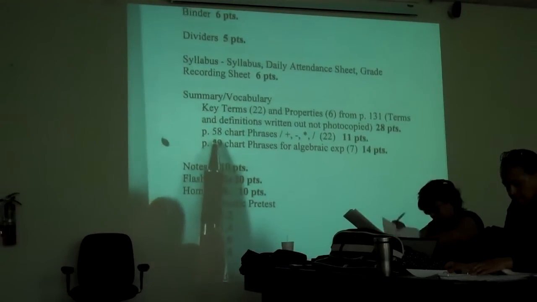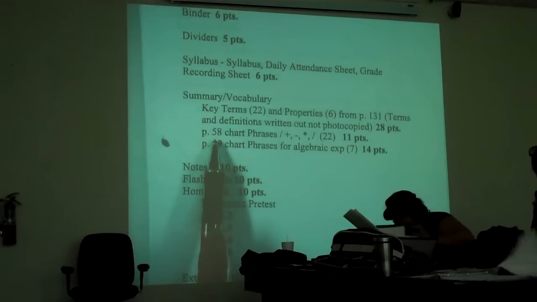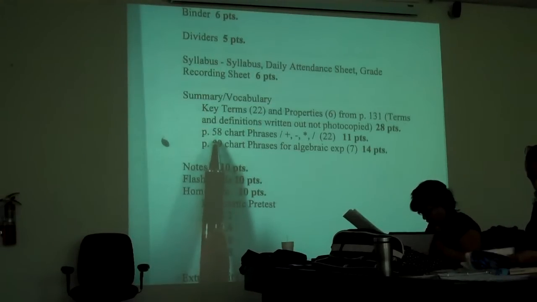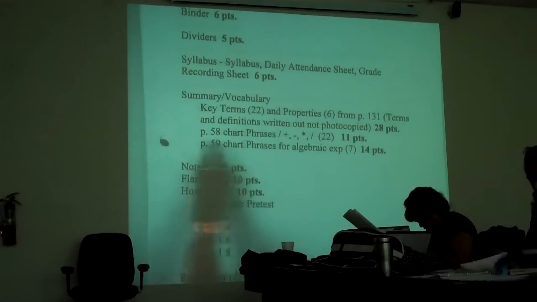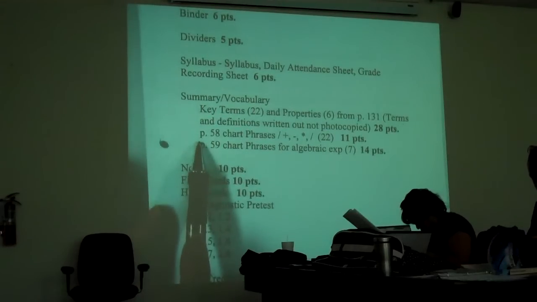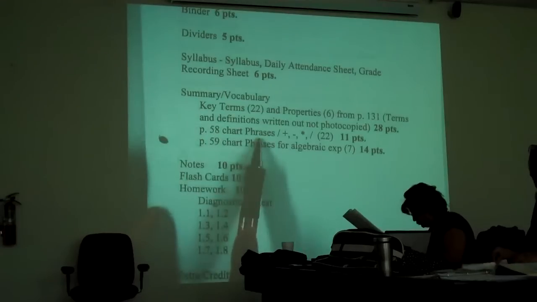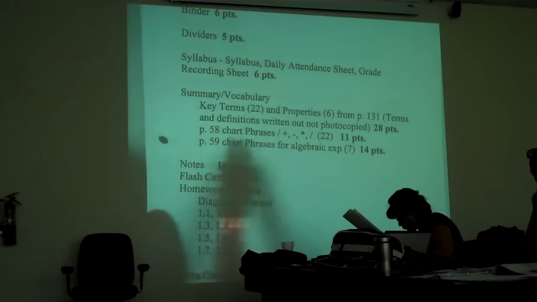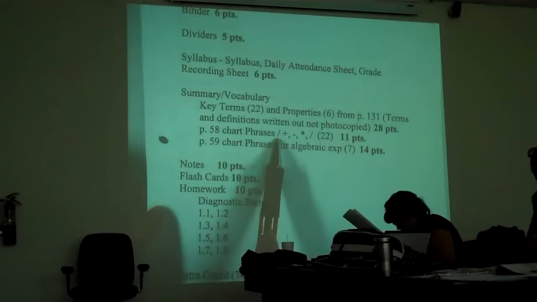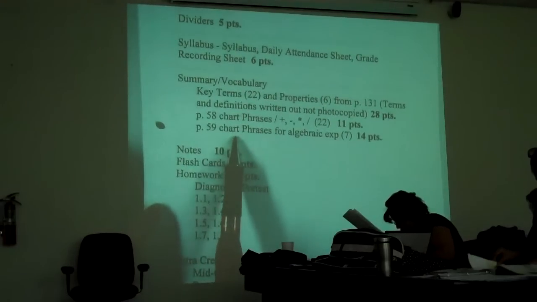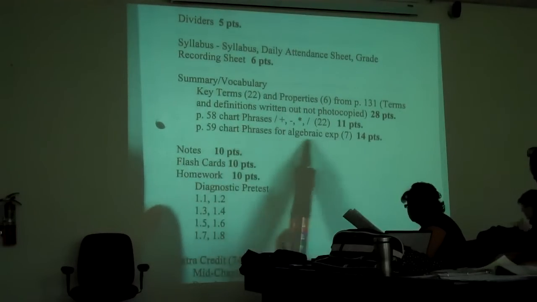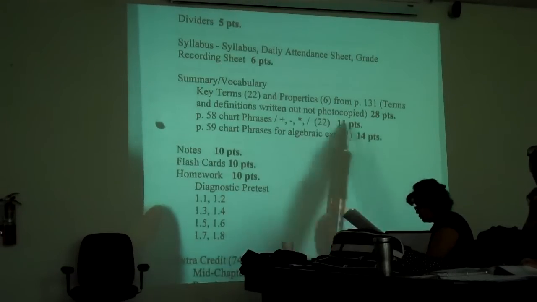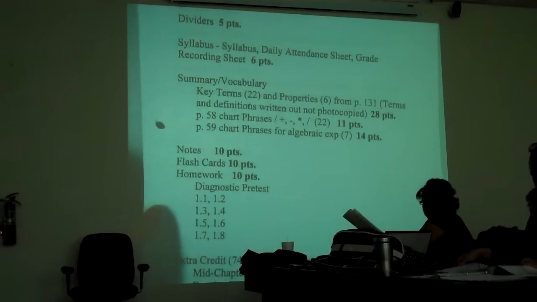On page 58, there's some phrases. I told you to write those in your portfolio. If you don't know what it is, make sure you ask me, make sure you put the right thing in there. This is not photocopied either. You need to write those phrases from page 58 in the chart that has phrases for algebraic expressions, that should be in there. If it's not in there, that's how many points it'll be against you.